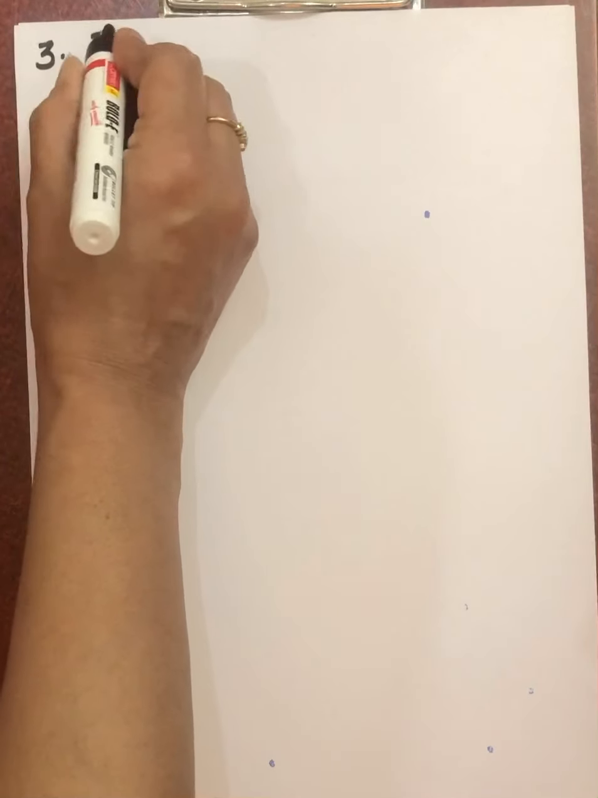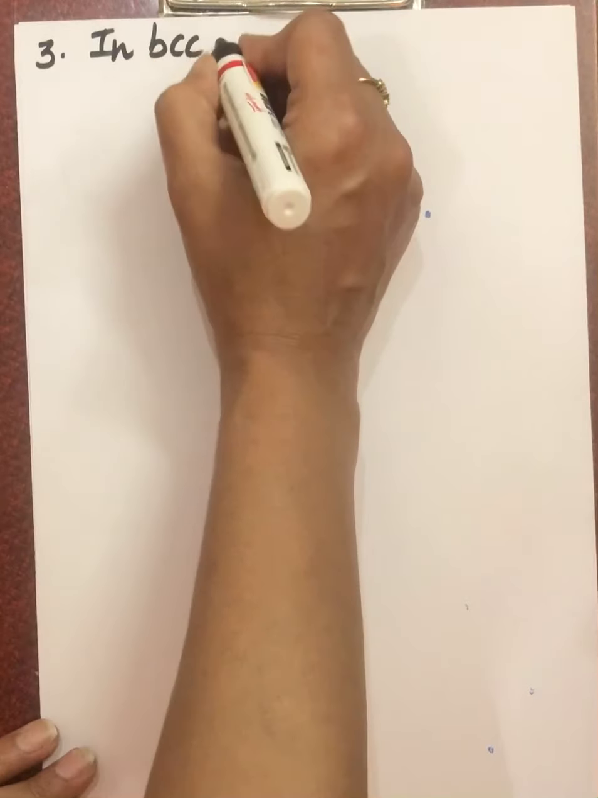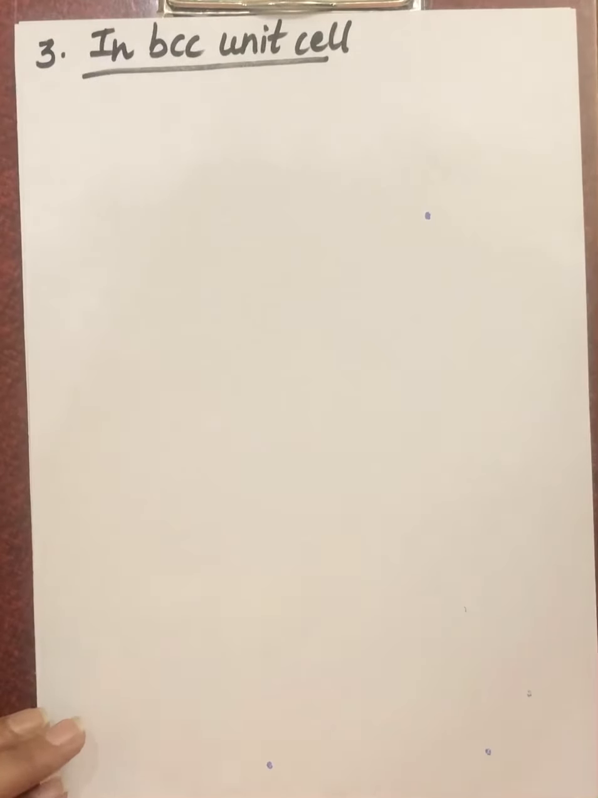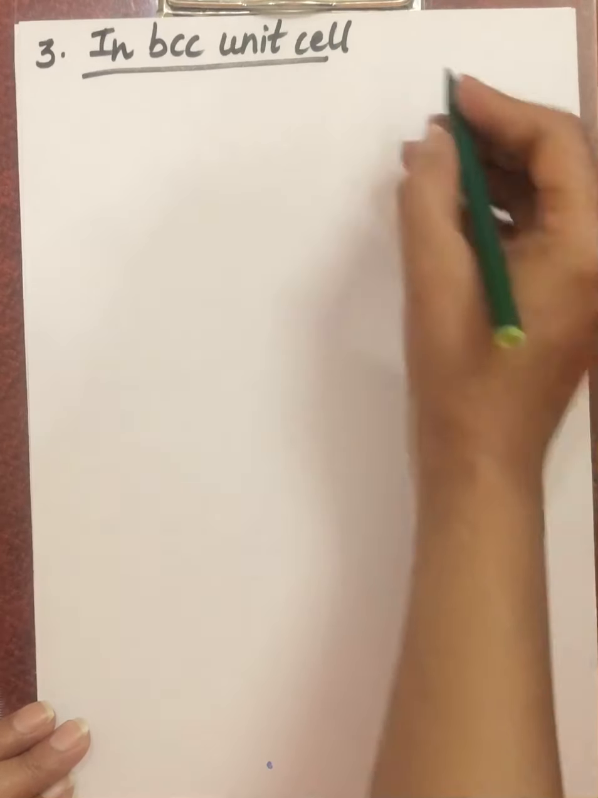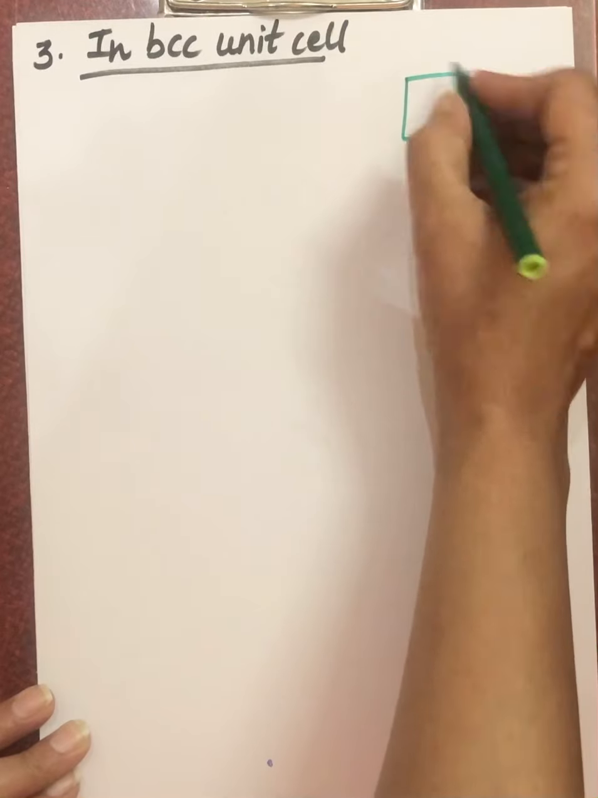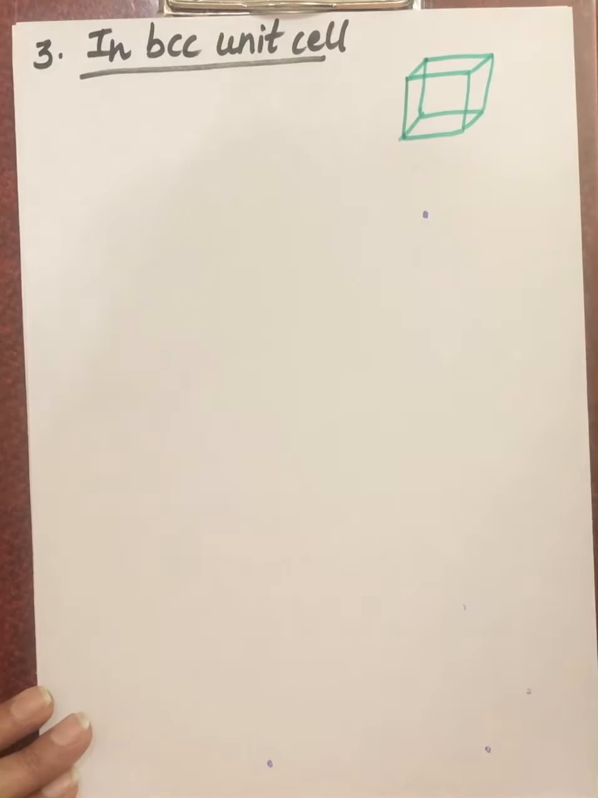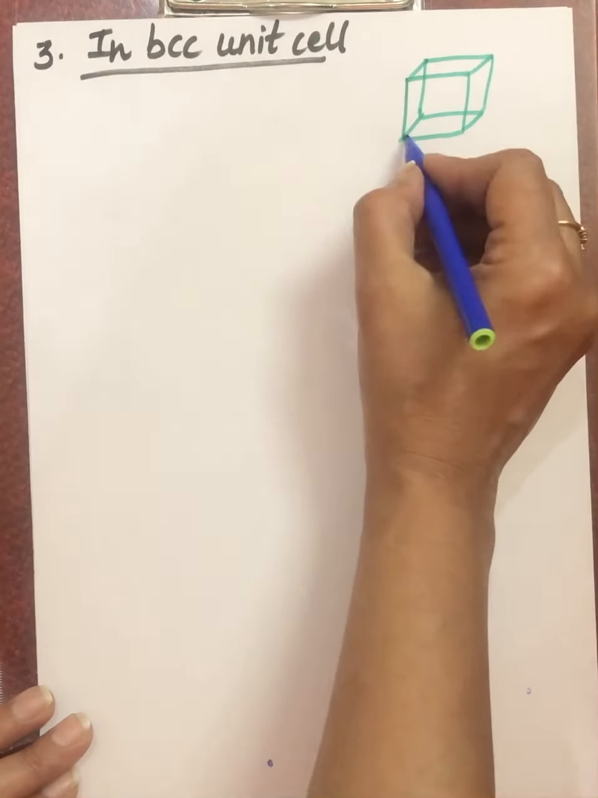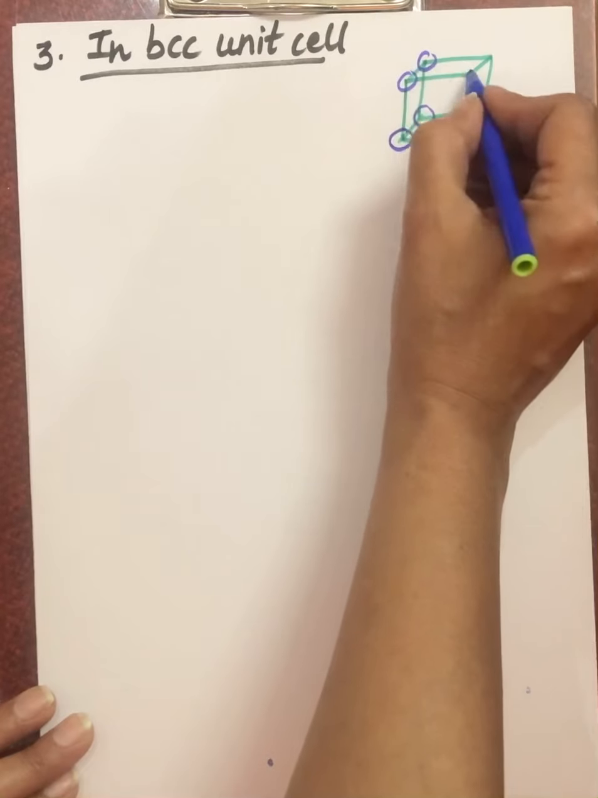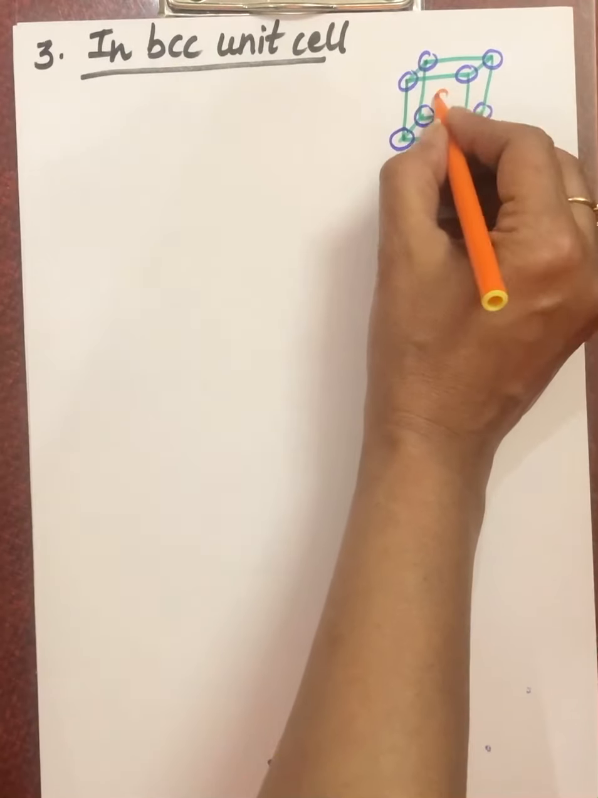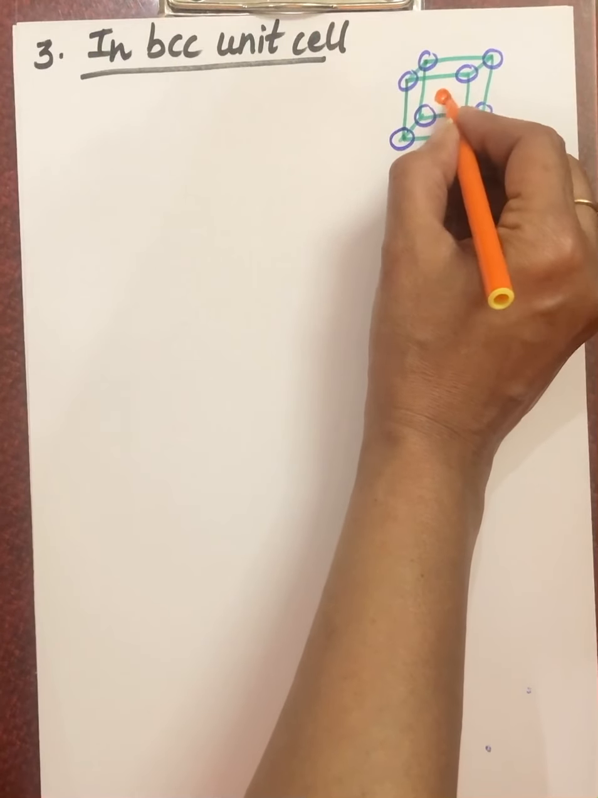After FCC unit cell, now we are moving on to the third type of unit cells, that is the BCC unit cell. BCC unit cell is that unit cell in which particles are present at the corners of a unit cell and also at the center of the unit cell. That is, a particle is present here at the center of the unit cell also.